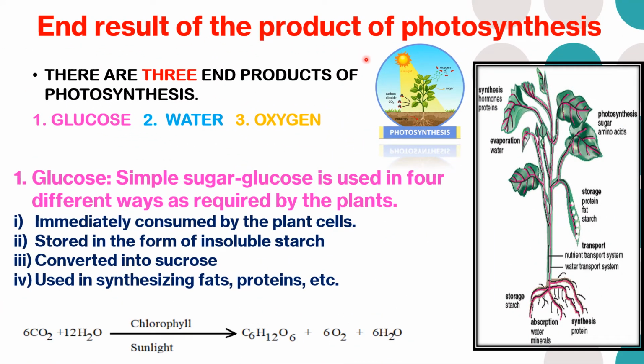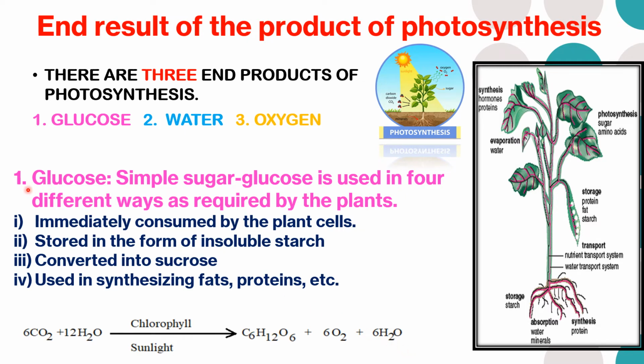End result or product of photosynthesis. There are three end products of photosynthesis. They are glucose, water, oxygen. Here you can see the balanced chemical equation of photosynthesis. Three end products are there. Glucose, that is the simple sugar, then oxygen, molecular oxygen, then water molecules. These three are the end products of photosynthesis.